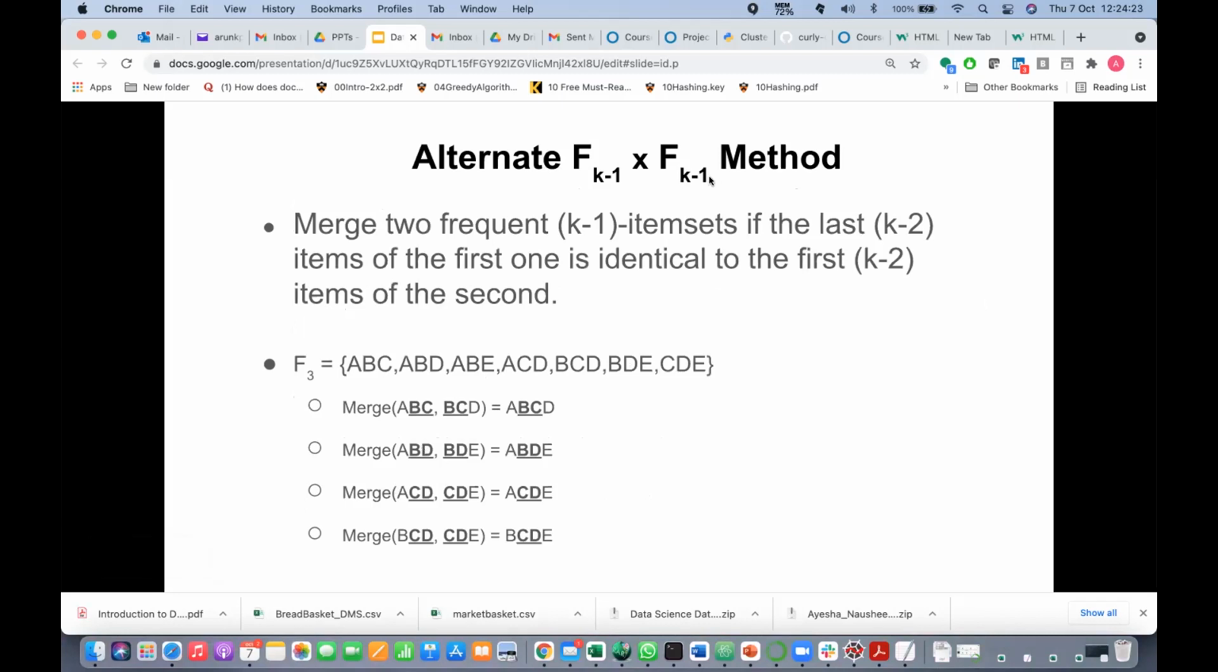So the alternate FK-1, FK-1 method, how we do this: merge 2 frequent K-1 item sets if the last K-2 items of the first one is identical to the first K-2 items of the second. This is what exactly we did now. Then F3, again you find ABCD, ABD, ACD, BCD. Merge doing in a different way, sir.